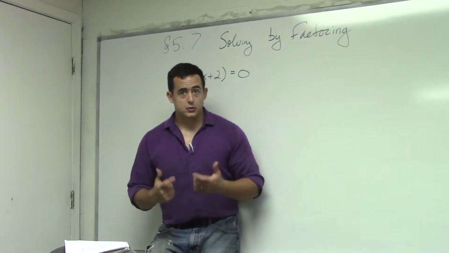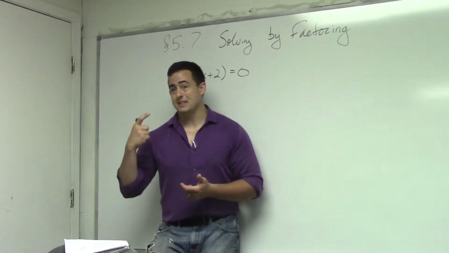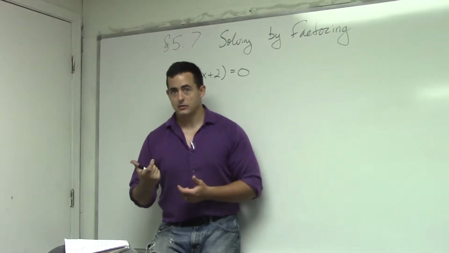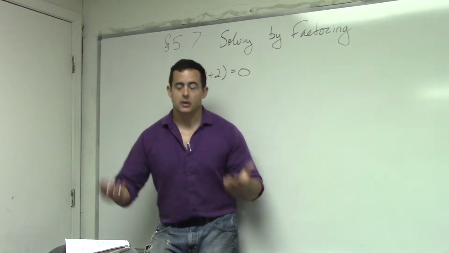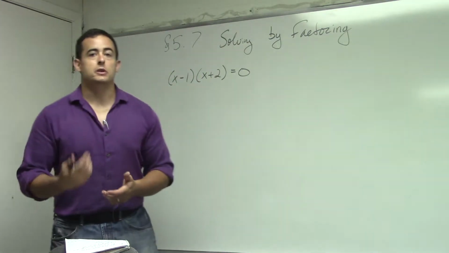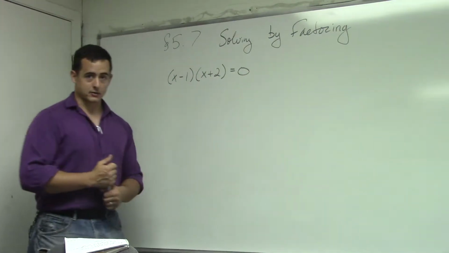Go through real quick in your head, think about all the different numbers you could multiply, but you have to get 0 as an answer. As you're doing this, you should realize the only way that happens is if the first number you choose is 0, or if the second number you choose is 0. That's the only way it works. That's the logic we use when we solve by factoring.